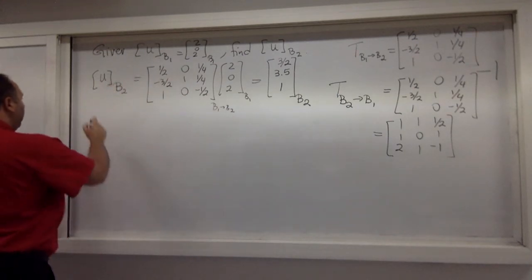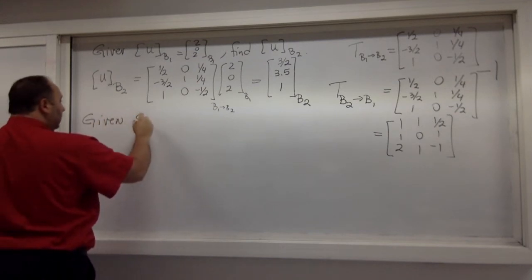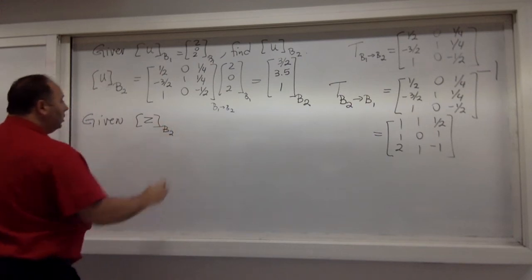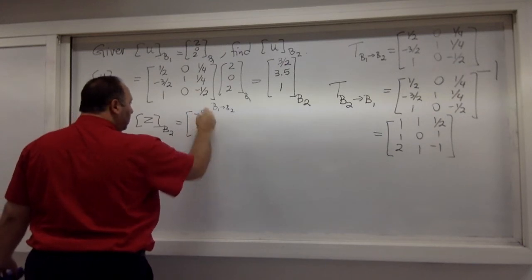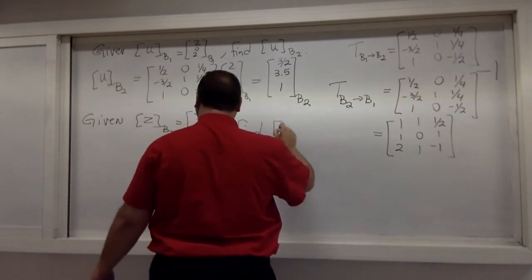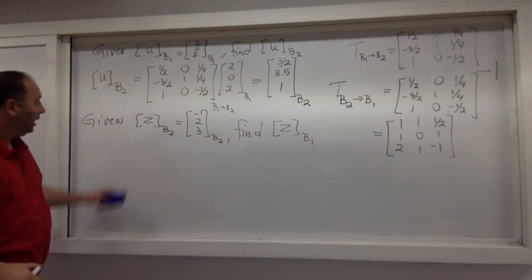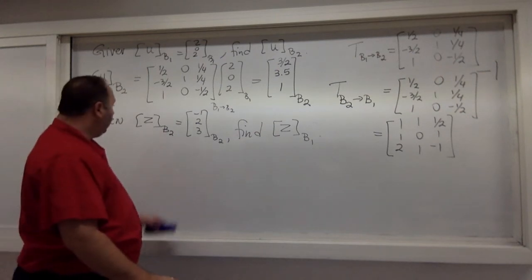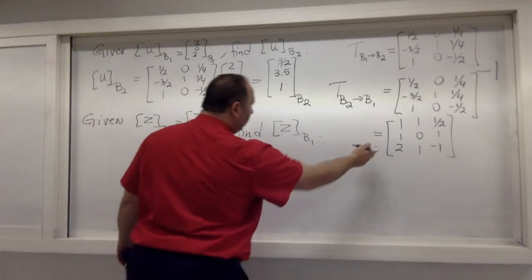Something similar: given, let's say, Z in B2, with coordinates, let's say, -1, 2, and 3 in B2, find the coordinates of the same vector Z in basis B1. What do you do? You need the transition matrix from basis B2 to basis B1, and then multiply that matrix by these coordinates, and you're done. Well, lucky for us, we have it here.